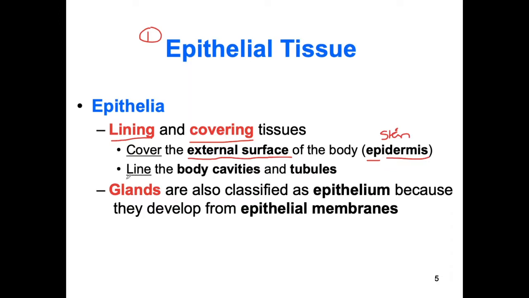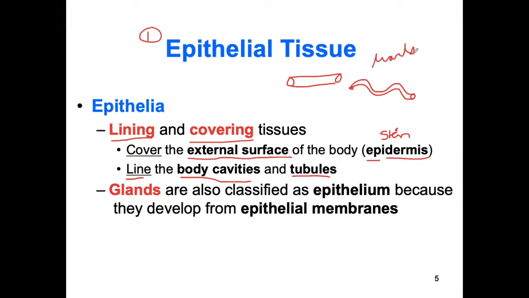Epithelium can also line body cavities. We spoke about body cavities last week. And tubules. Within the word tubule, we see the word tube. So this is a tube, right? And we have lots of these within the human body. Maybe they're not straight, maybe they're curvy. Maybe we're talking about the intestines. That could be a tube. Maybe we're talking about little blood vessels. Those could be tubes. Tubes and tracts are the same thing.